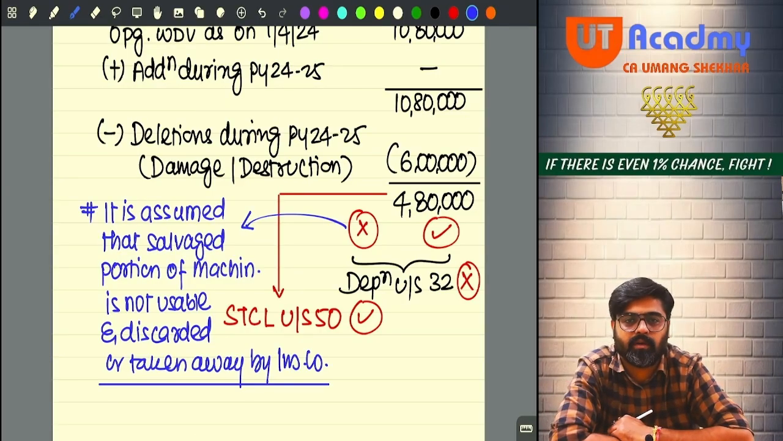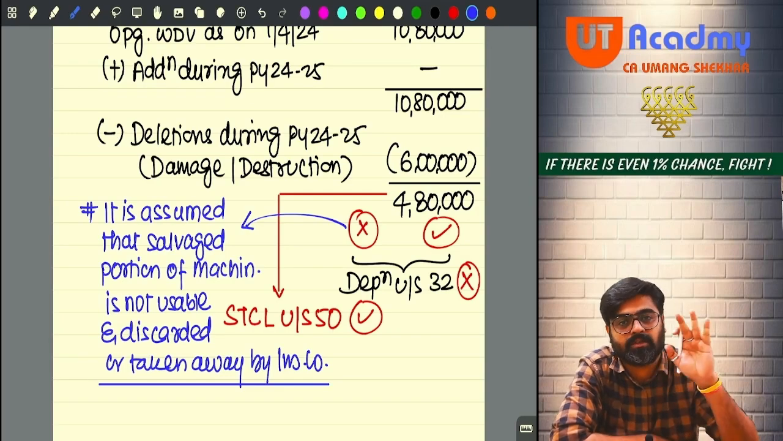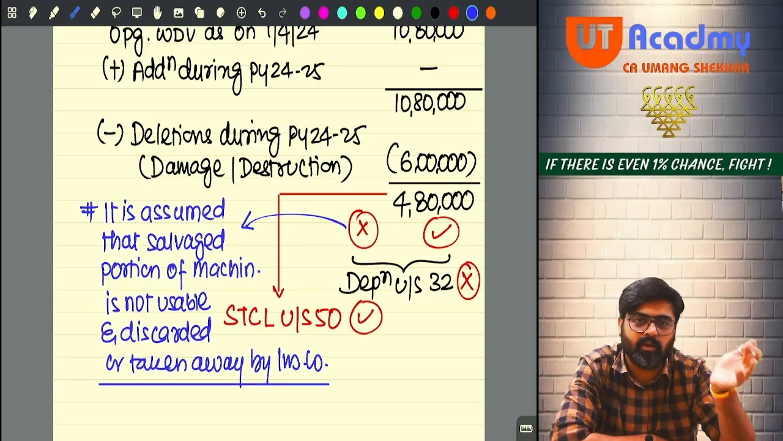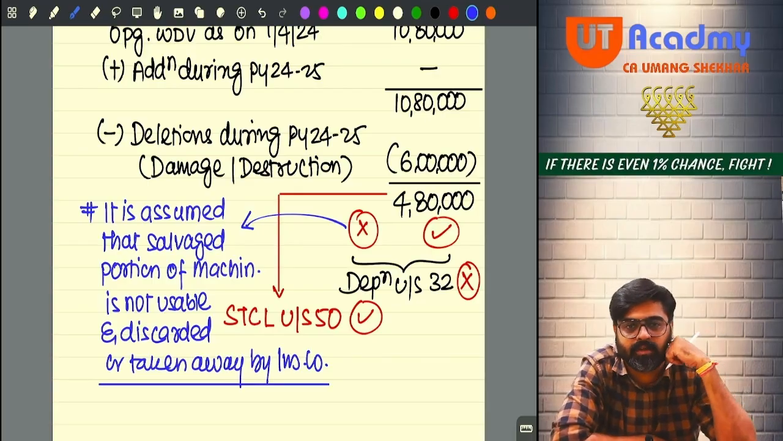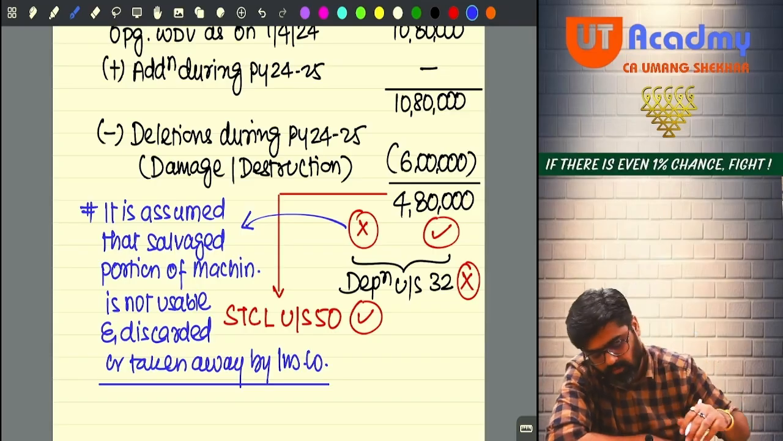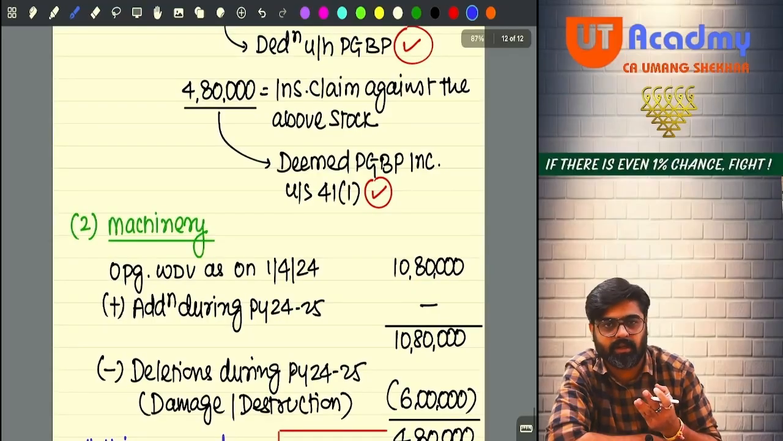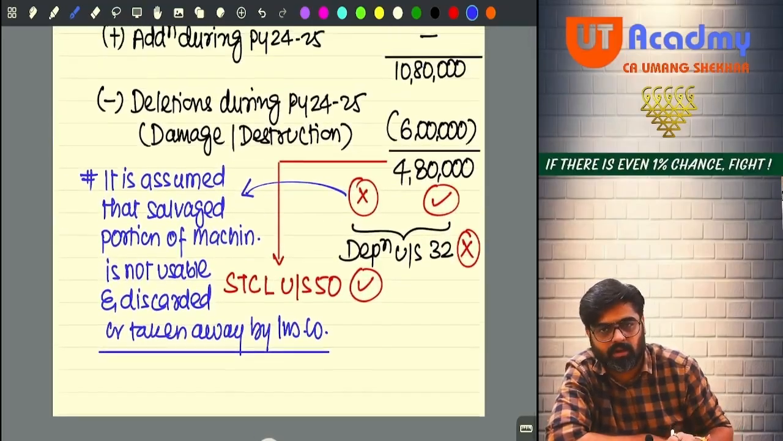If I would have assumed that the salvage machinery is usable, that means at the end of the year machine is there, value is also there, then I would have calculated the depreciation also. Getting my point? Mr. Kaushik, did you understand? Sure? Perfect. So this was the second asset, machinery. Okay. Now come to the third asset.